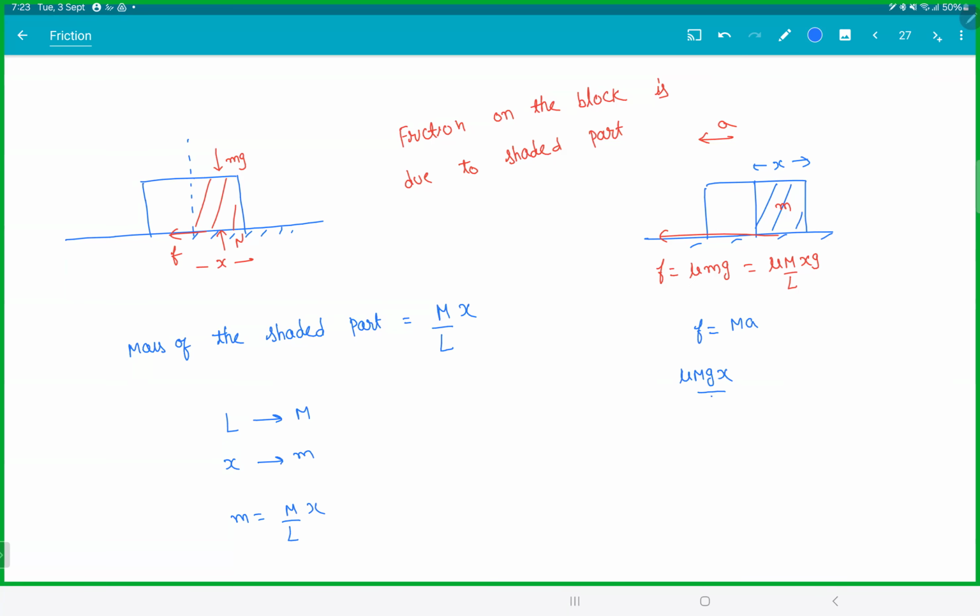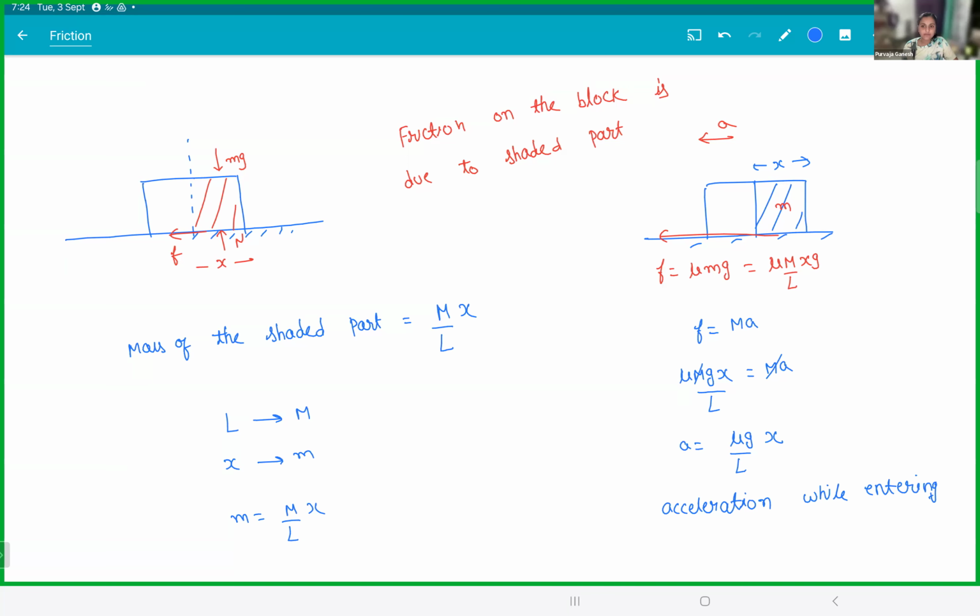Mu m g x by L is equal to m a. M cancels. We get a is equal to mu g by L into x. This is the acceleration of the block while entering. So the problem has two parts: while entering and completely entering. After completely entering, that is easy. That is like the first problem. It is a constant acceleration. This is the acceleration while entering. All clear with this? So it is increasing with distance. The more you travel, the more deceleration you have.